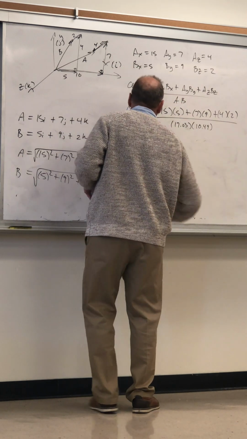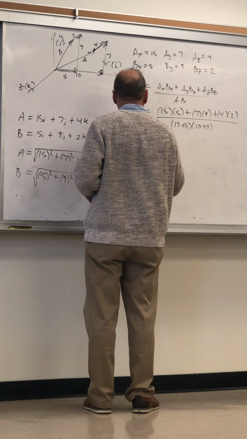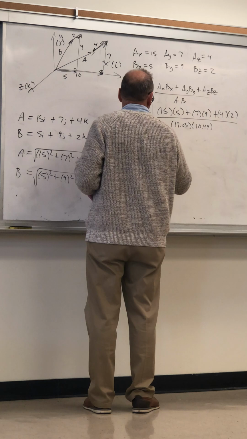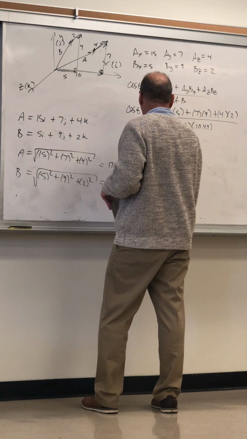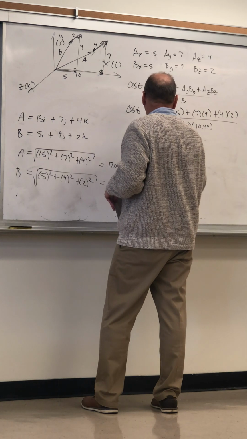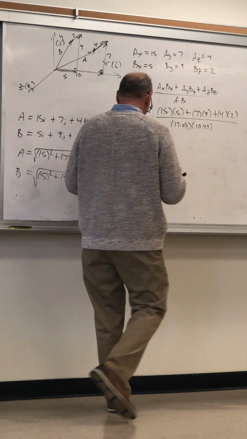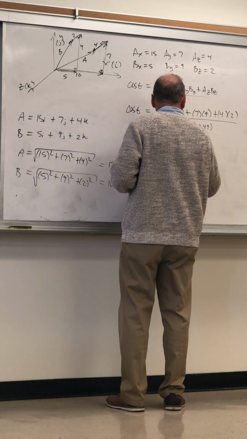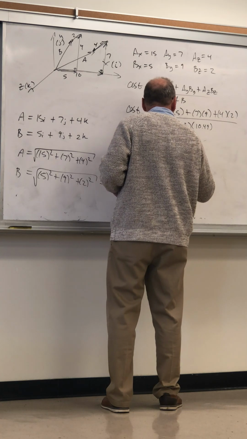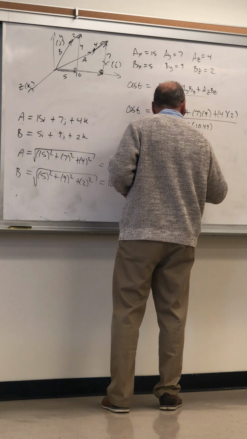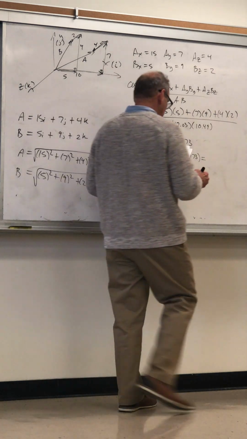Cosine of theta is 0.8173. Theta is the arccosine of that. 35.2 degrees.